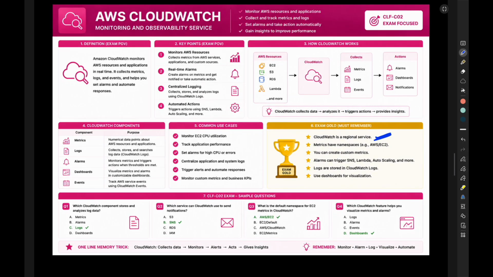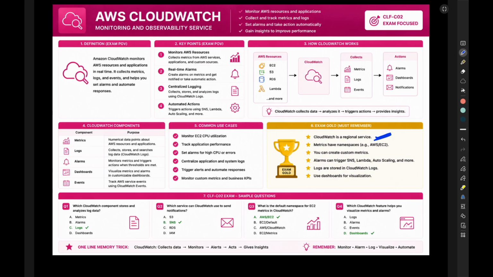AWS CloudWatch. Basically, CloudWatch is AWS's monitoring and observability service. The definition says, CloudWatch monitors AWS resources and applications in real time. In simple words, CloudWatch helps answer, is my application healthy? Is my server overloaded? Are there any problems? Looking at the key points now. CloudWatch collects metrics and logs, it also creates alarms, and it can help trigger action when a threshold is crossed or something wrong is detected.